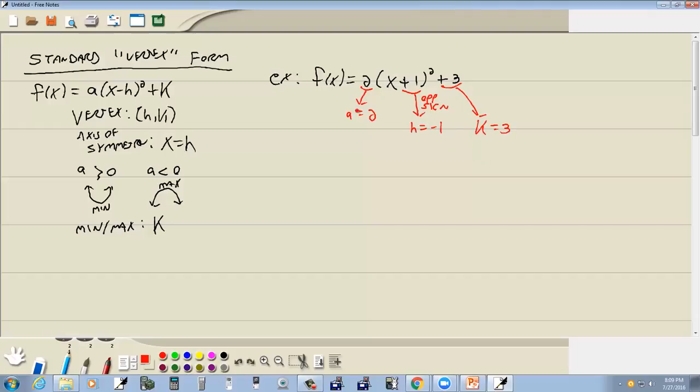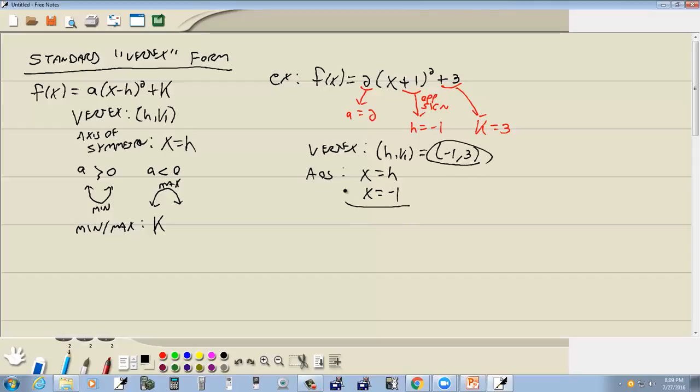Why do we flip the sign on this? Notice our formula has a minus in there. Whenever you have a minus or a negative in your formula, it always flips the sign. Well, now that we have that, our vertex is (h, k), which is going to be (negative 1, 3). Now our axis of symmetry is x equals h, and h was negative 1, so x is equal to negative 1.